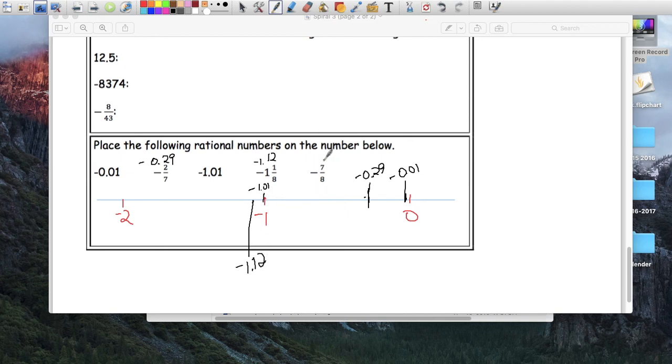Negative 7/8. I know this one. Okay, it's going to be close. Let me just erase stuff. Sorry. 7/8 is between 0 and 1. So negative 7/8 is going to be closer to negative 1, between 0 and negative 1. That's going to be about 0.87. So between 0 and negative 1, closer to negative 1, and about, so negative 10, 20, 30, 40, 50. 50 is in the middle. Negative 60, negative 70, negative 80, and about 87, right about here. Negative 7/8. Okay.